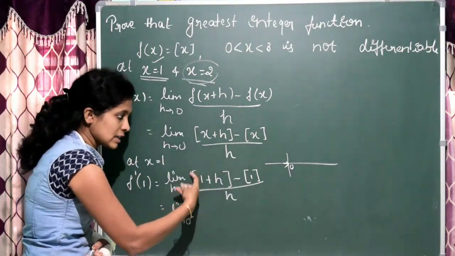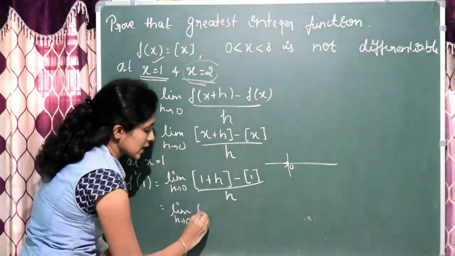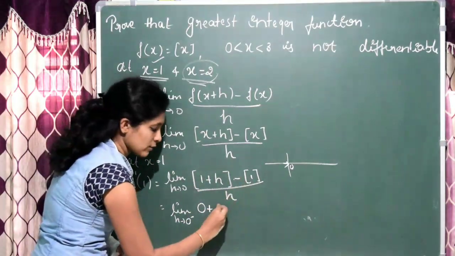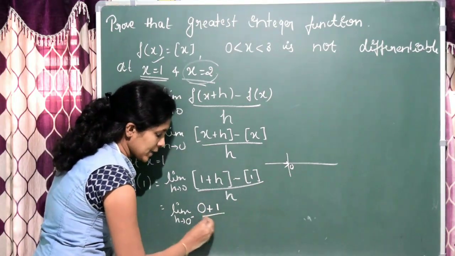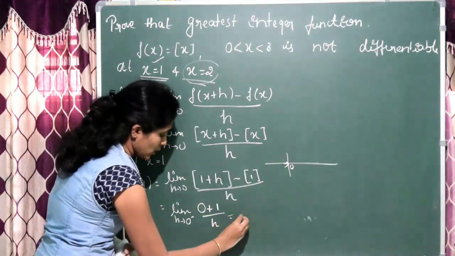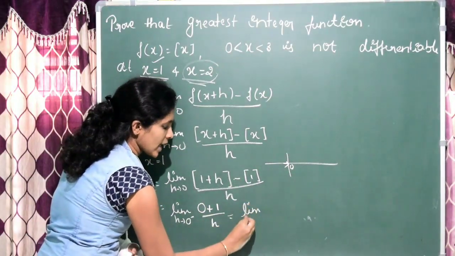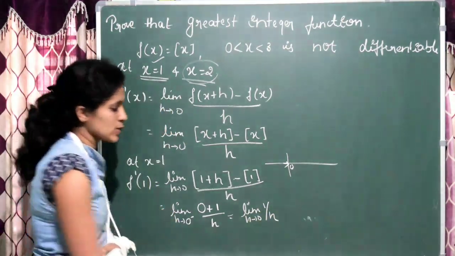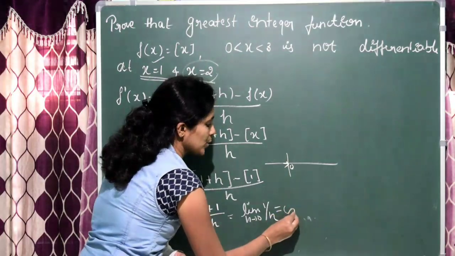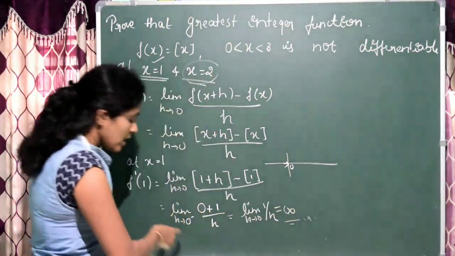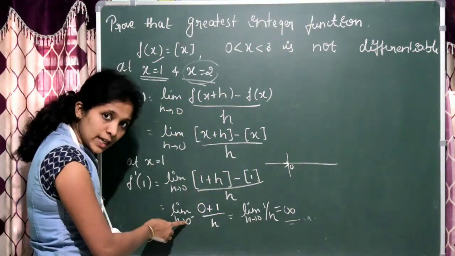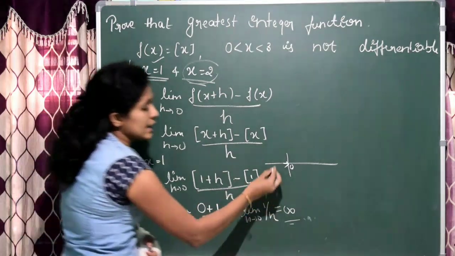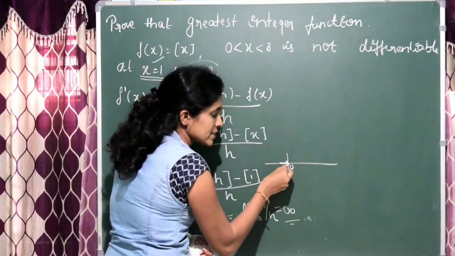Right? So the greatest integer of this function will now be 0 plus greatest integer of 1 will be 1, divided by h. So this is equal to limit h is tending to 0, 1 by h. Now if I substitute h is equal to 0, so the left hand limit will be equal to infinity. I hope you understood this one. The value of h is very close to 0 but it is from the left hand side. It is from the left hand side means it is a negative value.